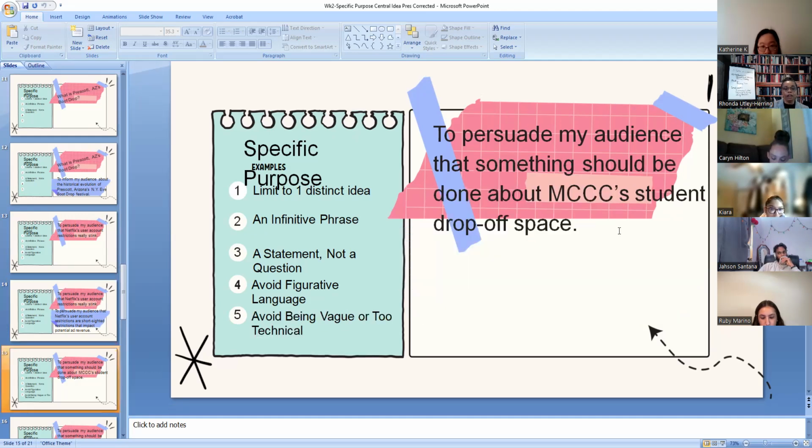Okay, and finally, to persuade my audience that something should be done about Mercer County's student drop-off space. Why do you think that's not a good specific purpose?